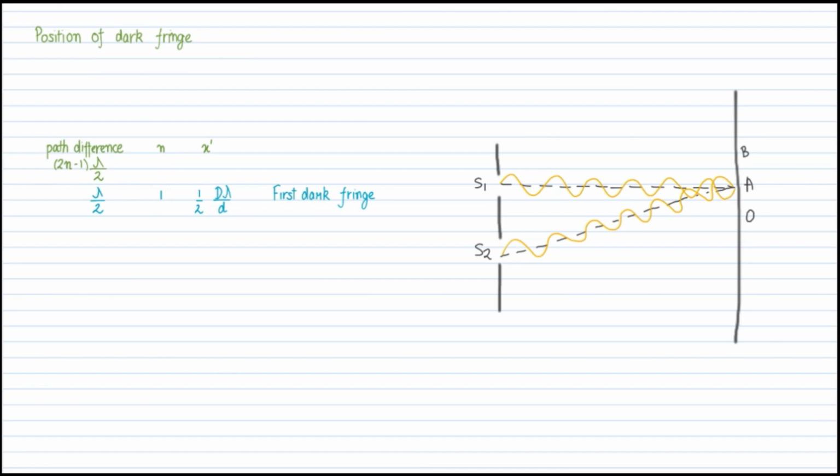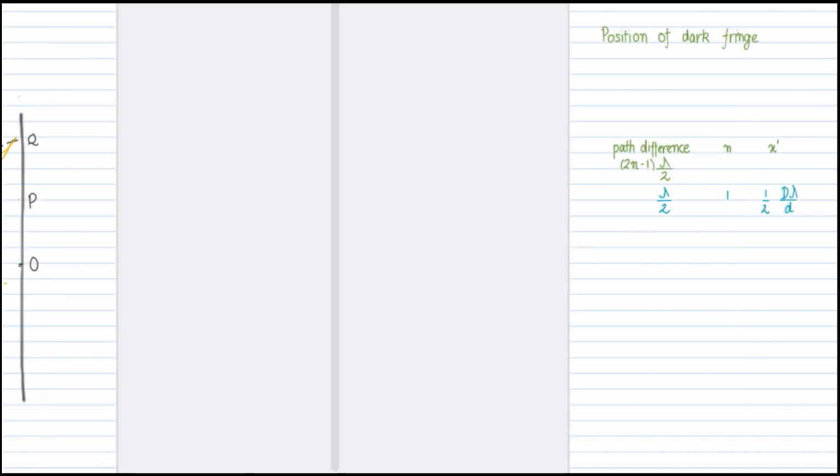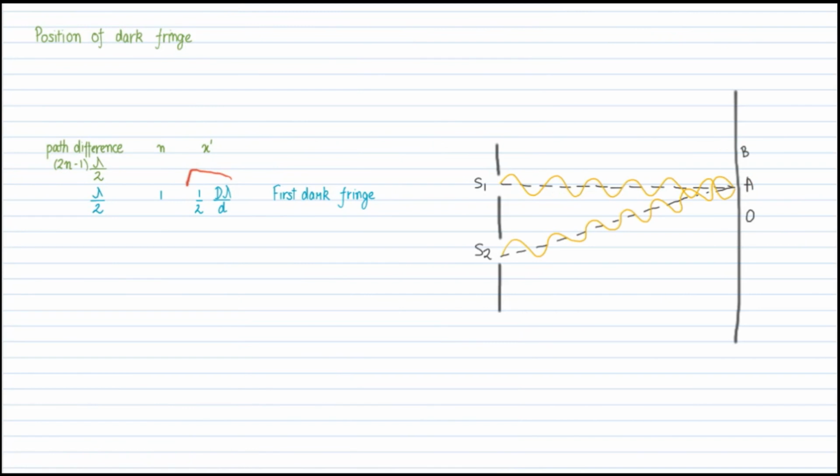Now you substitute this value in the position x dash formula. If you substitute this one, then your x dash can be written as half of d lambda by d. So at this point you will obtain the first dark fringe. That means there will be a black spot here, a dark fringe. Now let us consider another point B which is at a distance of x2 dash from the center.